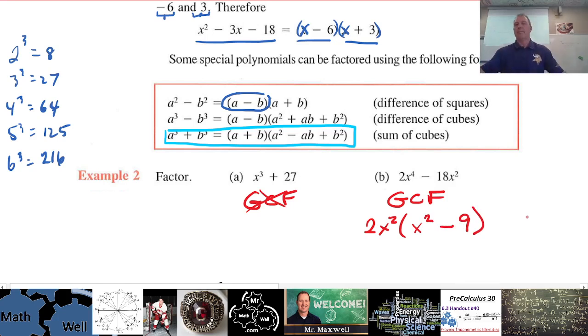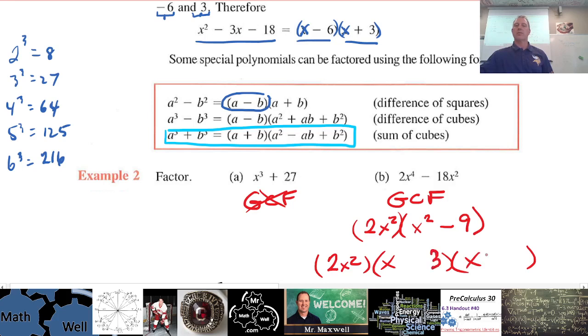So this is not a difference of cubes. This actually boils down to a factor of 2x squared and a difference of squares. So that's an easy one. So we're going to go 2x squared here. This we know from years ago. X there, the square root of 9, because that's the 3, and plus, minus, and we're done.